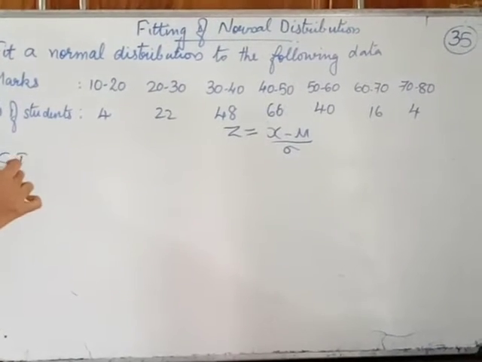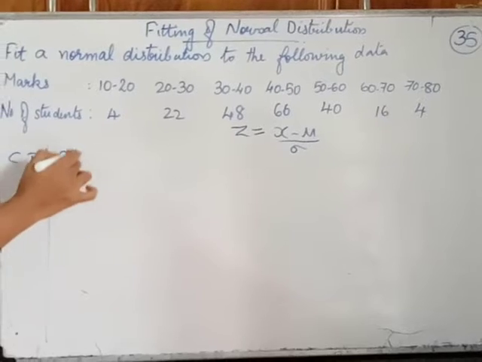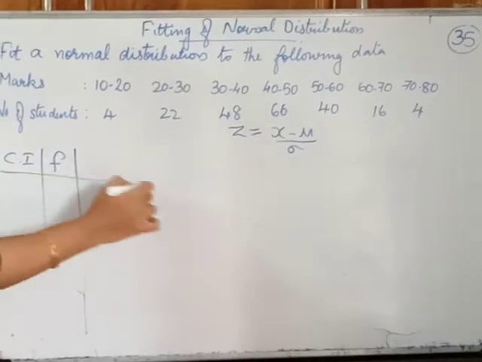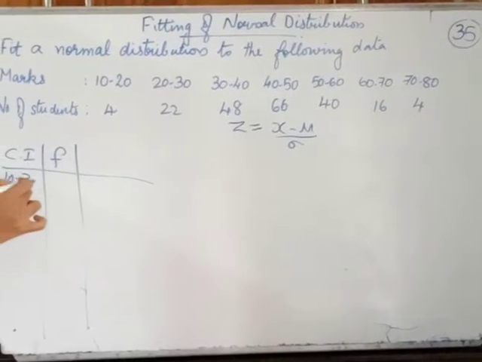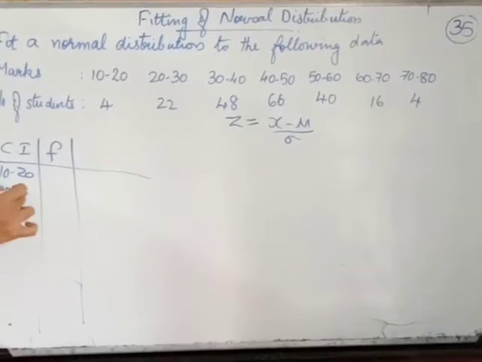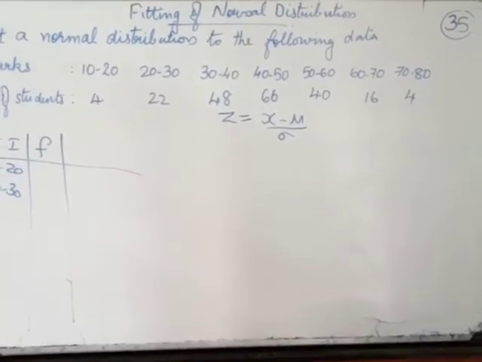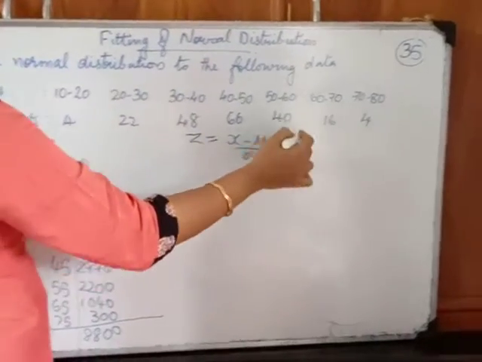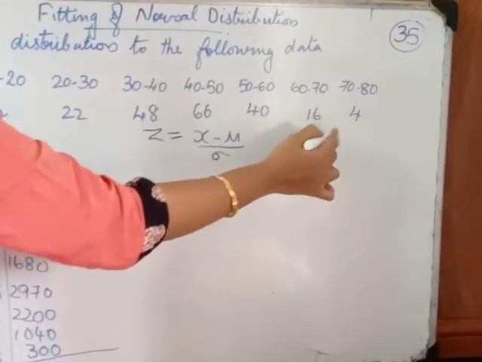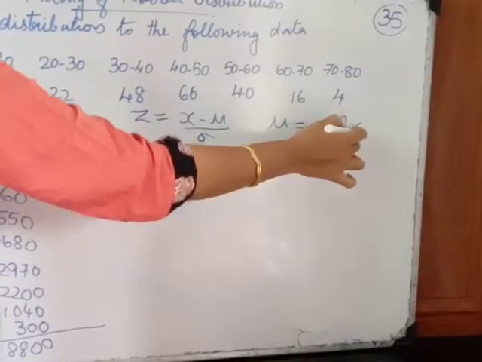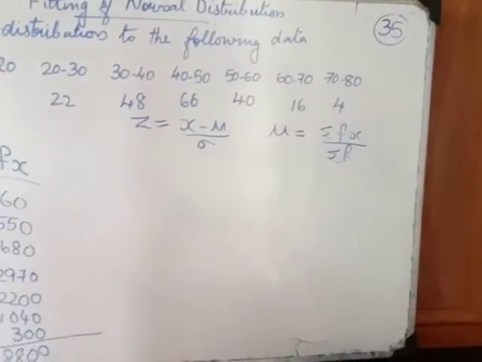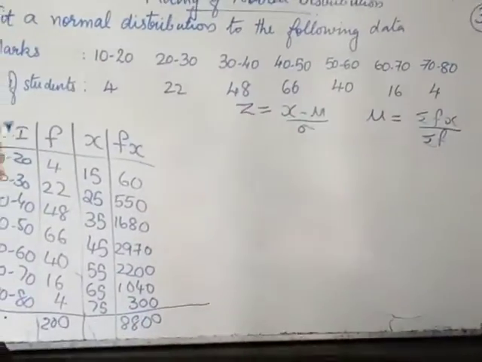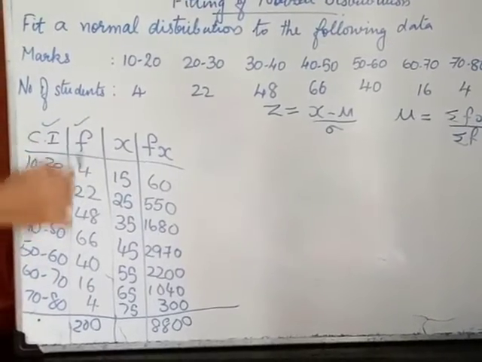So class interval and frequency f. The class intervals are 10 to 20, 20 to 30. Let me fill this. So if the class interval and frequency have been given to you, what is the value for finding mu? It is sigma fx by sigma f. Only these two have been given to you, class interval and frequency.